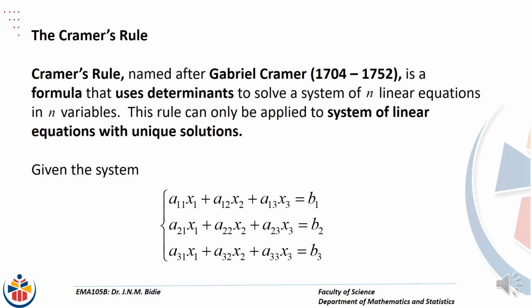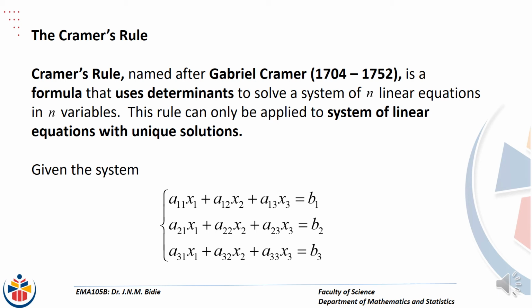Then the application of determinants is used in what we call Cramer's rule. Cramer's rule requires the use of determinants to solve for the variables. So first things first, you need to have a system of equations. It could be two equations with two unknowns, or three equations with three unknowns.